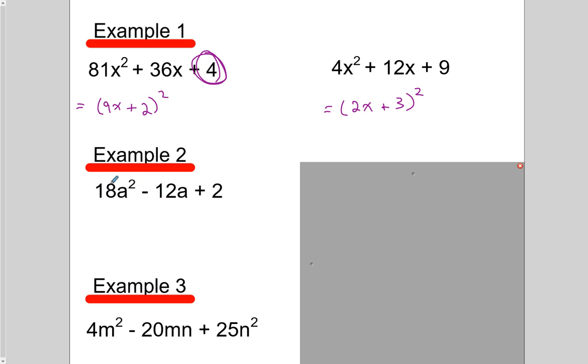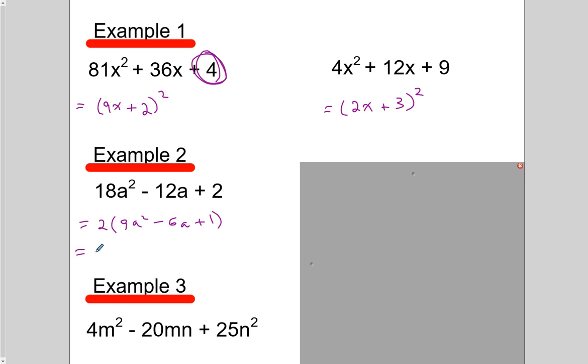But hold on. You can't take the square root of 18 and get an even number, and you can't take the square root of 2 and get an even number. So we have a problem. Well, here's what we've got to do. First, we always need to do our common factor. So I can actually pull out a common factor of 2. So that's going to be 9a squared minus 6a plus 1.